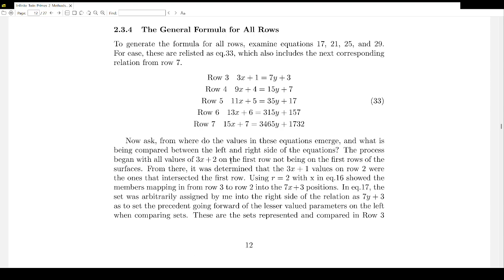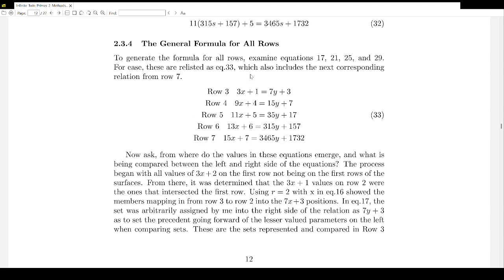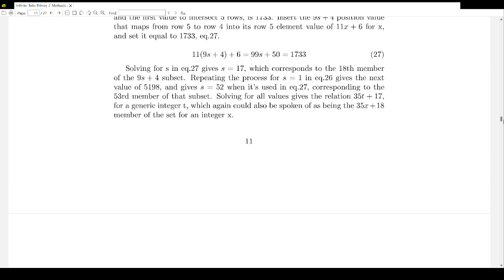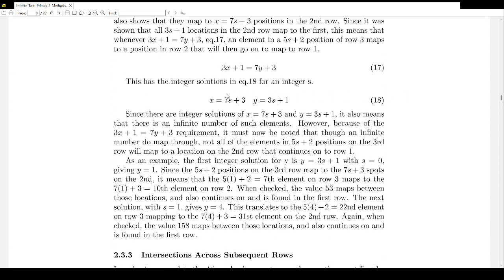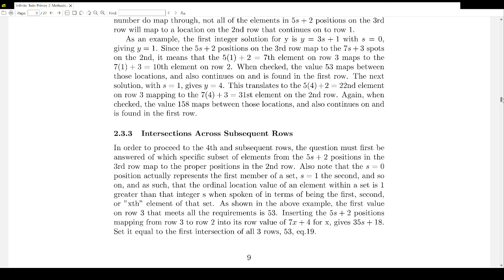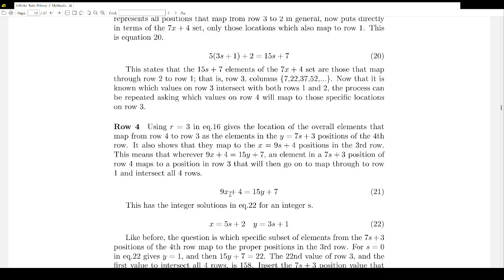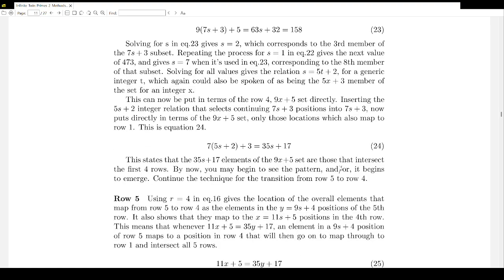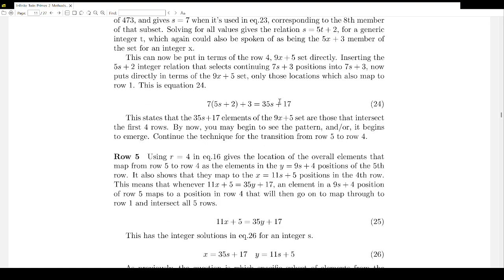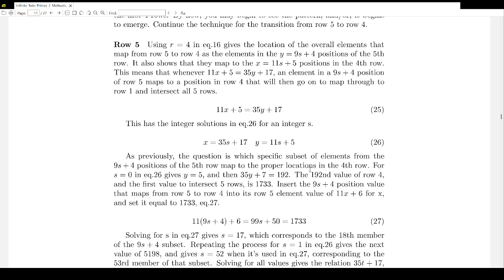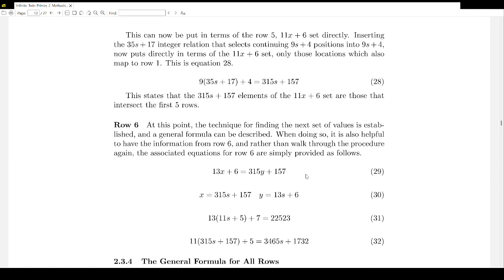Okay, so where were we? To generate the formula for all the rows now, to generalize this, we're going to examine equations 17, 21, 25, and 29. And I have them here again, but I'm just going to scroll back for a minute for edification for those who are watching the other videos. So we're going to look at 17, 21, 25, and 29. 17 was this form here where we found our relation between those rows. 21 was the next pair that we looked at. 25 was the next pair that we looked at. And 29, right here.